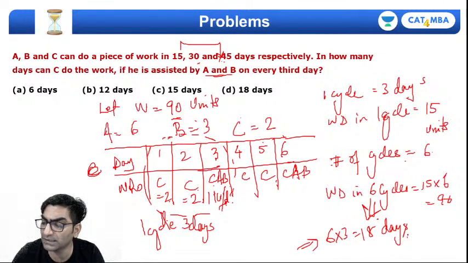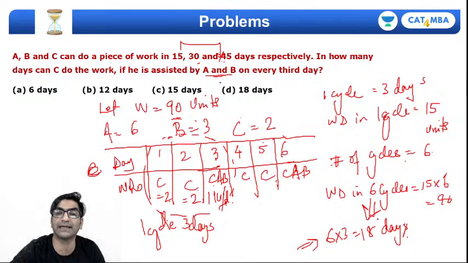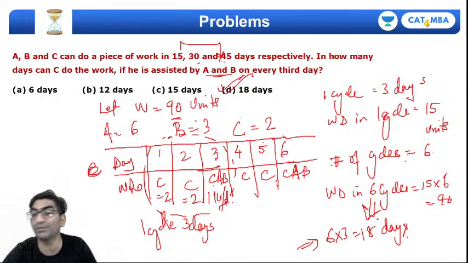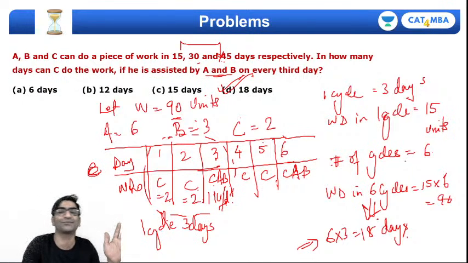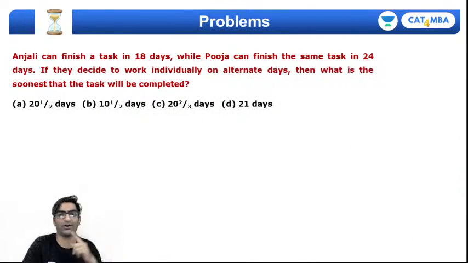Yeah? Apurva says 15 days. Well, no, Apurva, it's going to be 18, right? 6 cycles, each cycle being 3 days long. Right? No, Muskan, it won't be 6 days, it will be 6 cycles. Be careful. Right? Be very, very careful in such problems. है ना? एक और try करो.